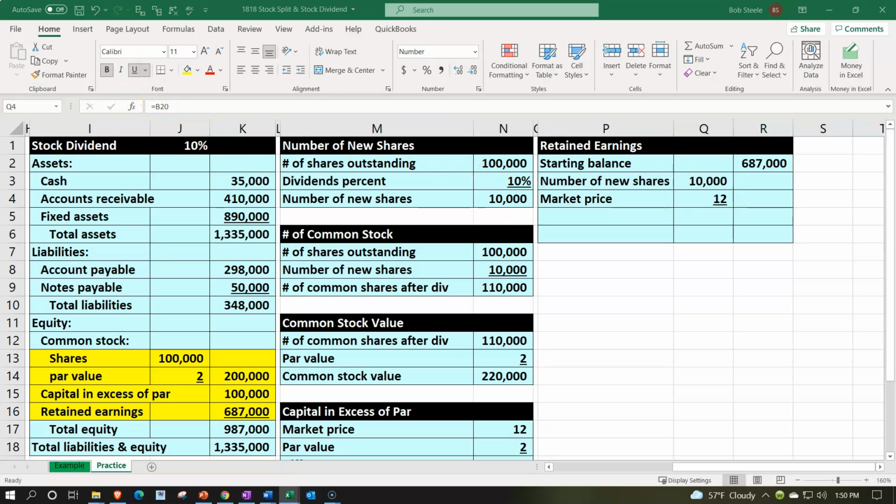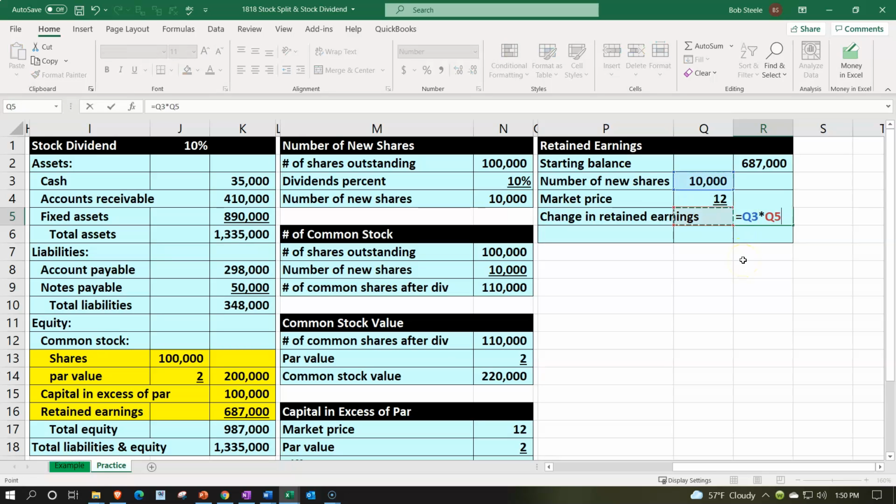That's going to give us our change in retained earnings, because that's the value we're basically giving out here for those 10,000 shares at the market price of the $12. So 10,000 times the 12 gives us our 120,000. So our ending retained earnings is going to be equal to the beginning retained earnings minus the value that we issued out, just like if we issued dividends in terms of cash. So the ending retained earnings goes down.